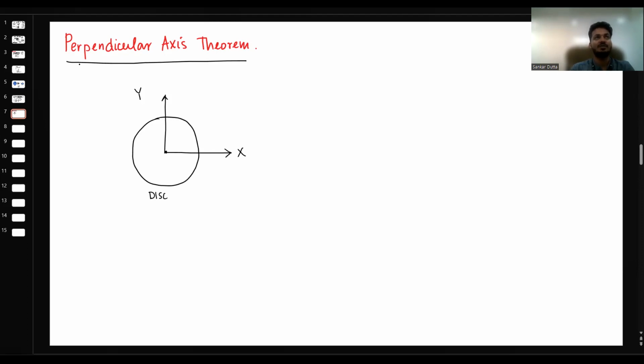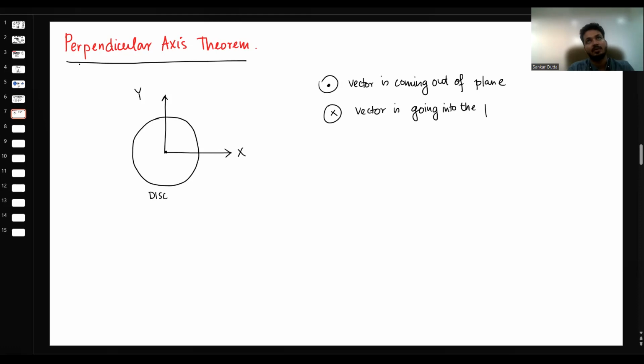So how do you actually represent a vector which is coming out of the plane? Well, you make a circle with a dot. This means the vector is coming out of the plane, right? And if you make a circle with a cross in it, you mean that the vector is actually going in. Okay, I hope this representation makes sense. Now here, we'll make it like this. This is what z is.